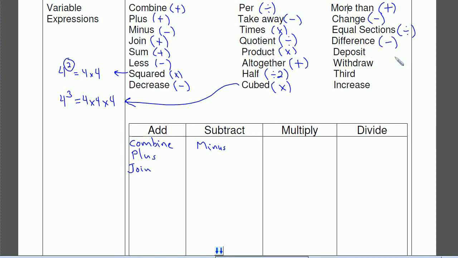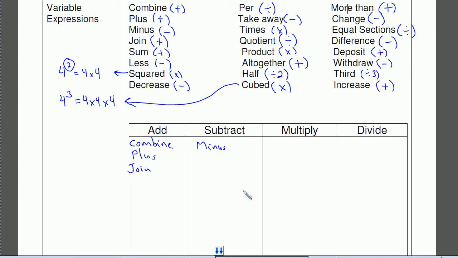Difference, that means subtraction, that's the answer to a subtraction. Deposit, that's putting money into an account, that's a good thing, so we're adding money into our account. Withdraw, that's to take out money, we're probably going to spend it, so that's subtraction. Okay, and third, same thing as half, dividing by 3 in this case because it says third. And increase, that means to add. So that's where all those words belong.